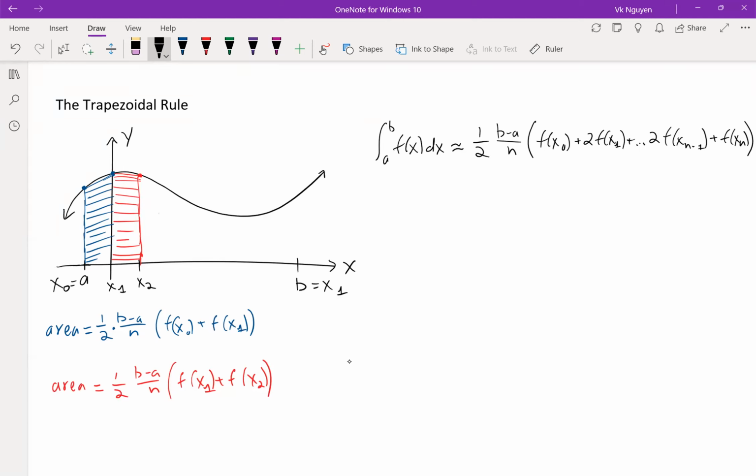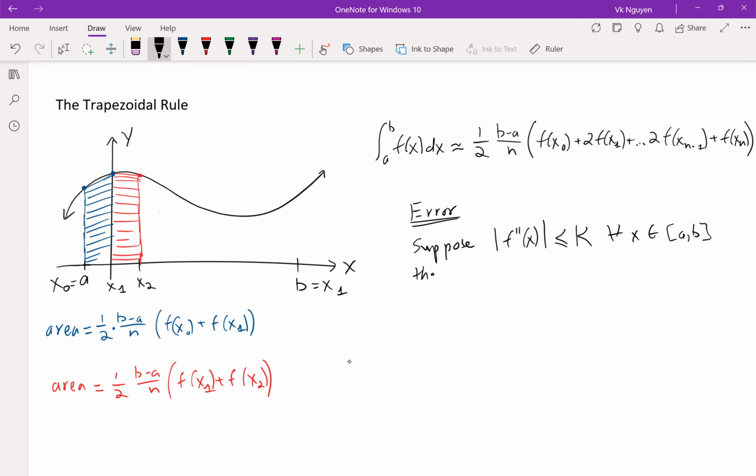When we use the trapezoidal rule, we also have an error that we have to consider. The error here is, suppose the absolute value of the second derivative is less than or equal to k for all x in the interval a to b.